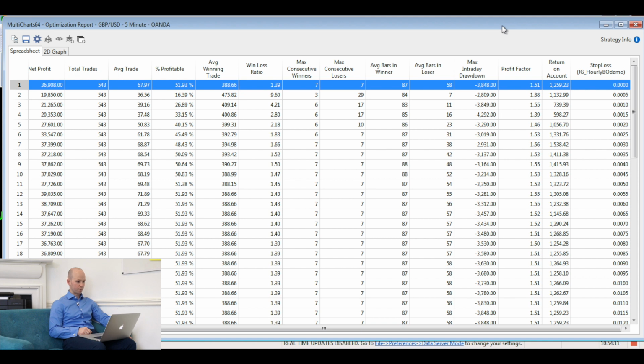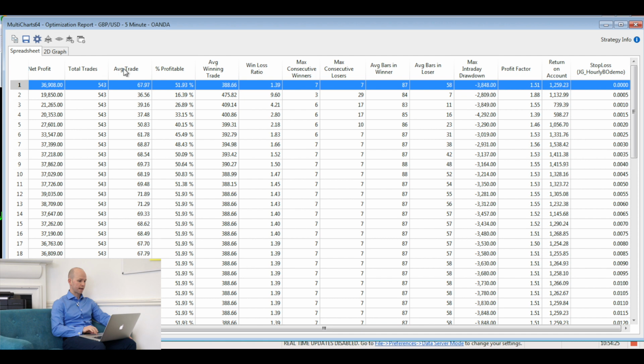And this is what the optimization report looks like. Now we're going to take note of just 3 of these columns just for this test. Firstly, we can look at this net profit column. That's how much money the strategy made overall.